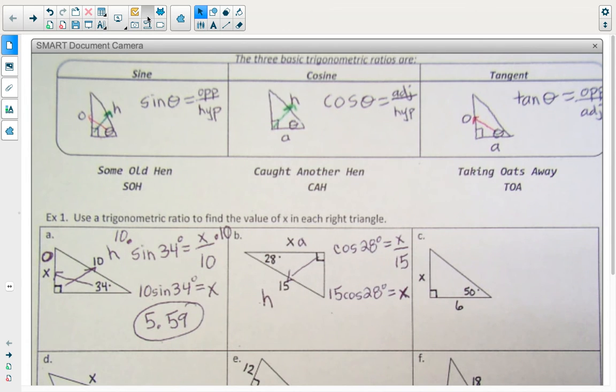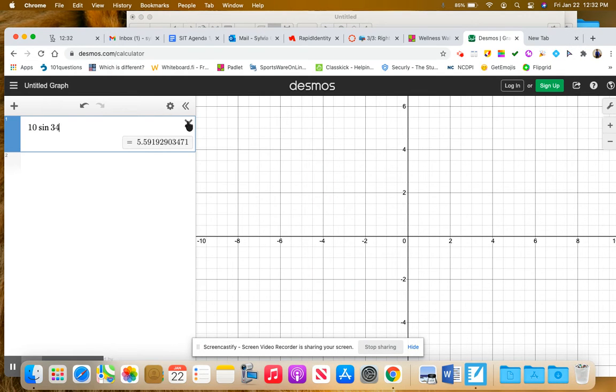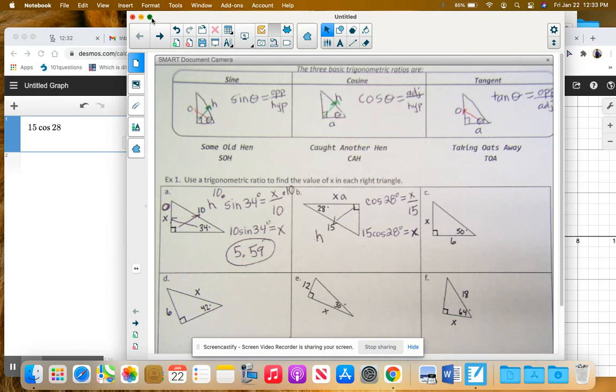I will type this in one more time just to make sure you're good when you're in Desmos. Let me get rid of this one. It's already in degrees because I typed in the first one. You would type in 15, cos, 28 degrees, and we got 13.24. So that will be our answer for this: 13.24.